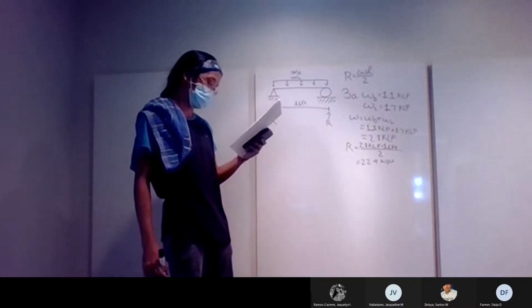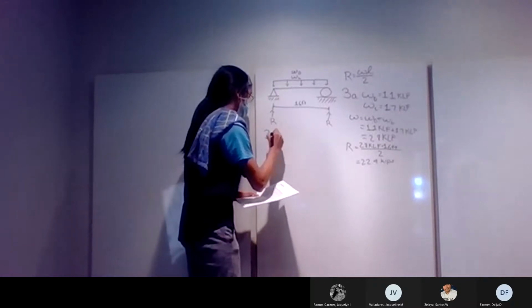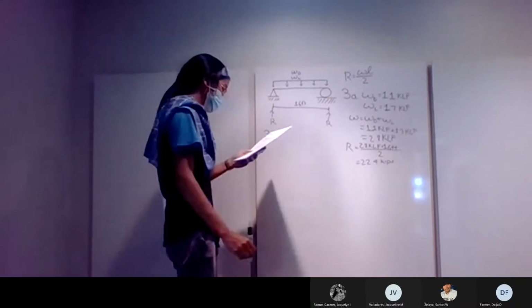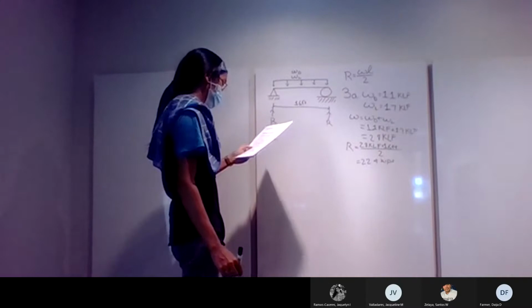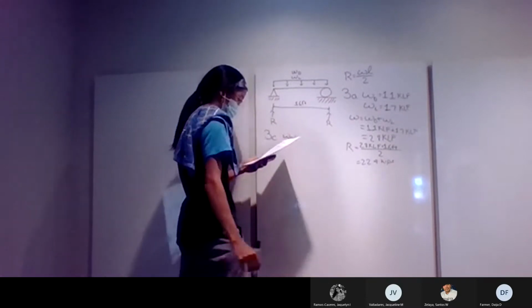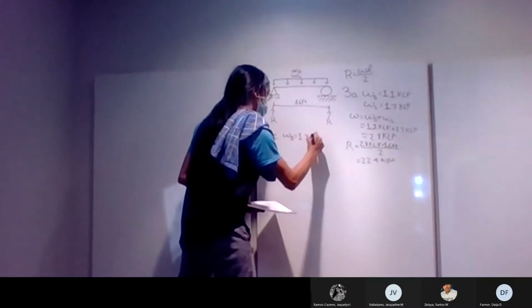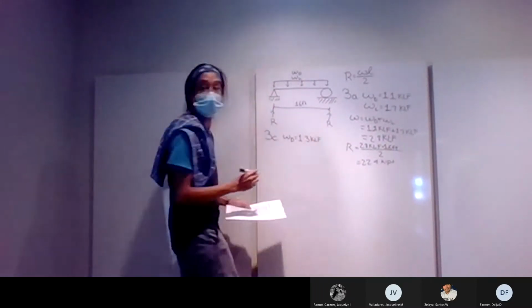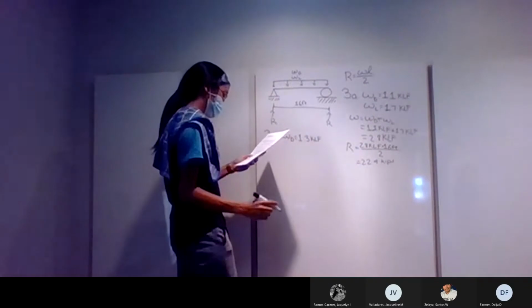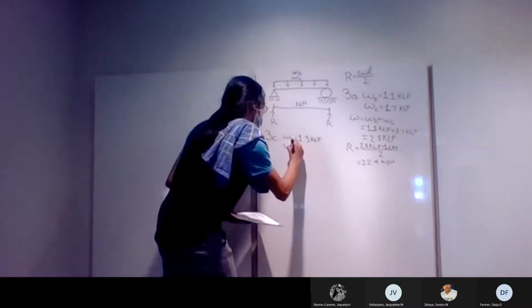So right now we're gonna do 3C. So for 3C, we have the dead load is equal to 1.3 KLF. All right, 1.3 KLF, and then we have the live load, which is 2.2 KLF.